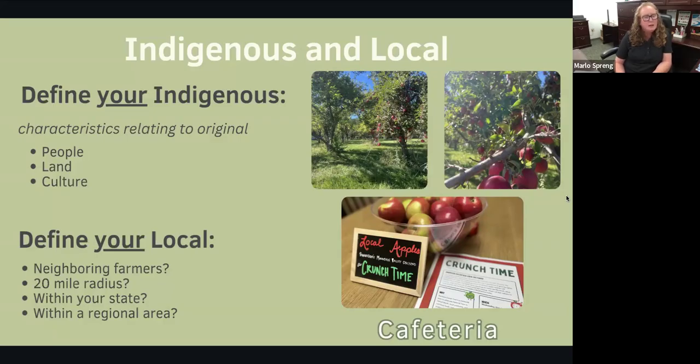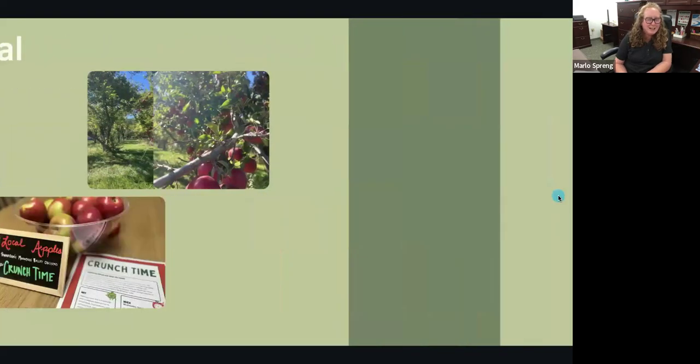And then for us, we also want to define our Indigenous. So define your Indigenous. It could just be the different people in your area, the different cultures in your area. For us, we picked characteristics relating to original people, land, and culture. And for us, that is the Crow Agency tribe and also the Northern Cheyenne. But I would say that 60 to 70% of our student body is Crow. So it's pretty easy to pick for us. Next slide.